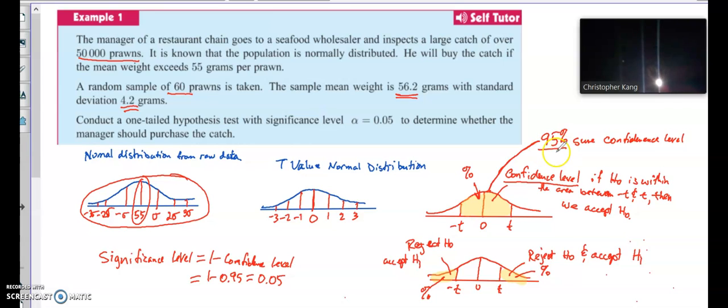Now, how do I come up with this confidence level and or the significance level? And that's something that's not really mathematical. That's going to be up to you as the person conducting the experiment, whether it be the person who's buying the prawns, or if you're doing some kind of research for a company, you have to choose the significance level that you want. Okay? Now, typically the standard significance level is 5%, but you can go 1%, you can go 10%, but you will have to come up with a significance level that you want to test against, right?